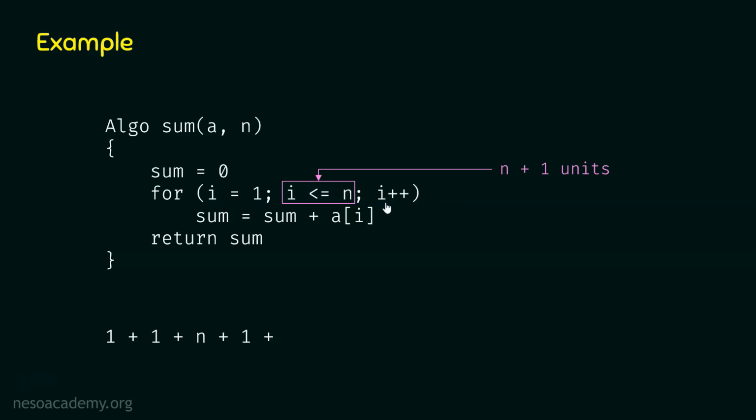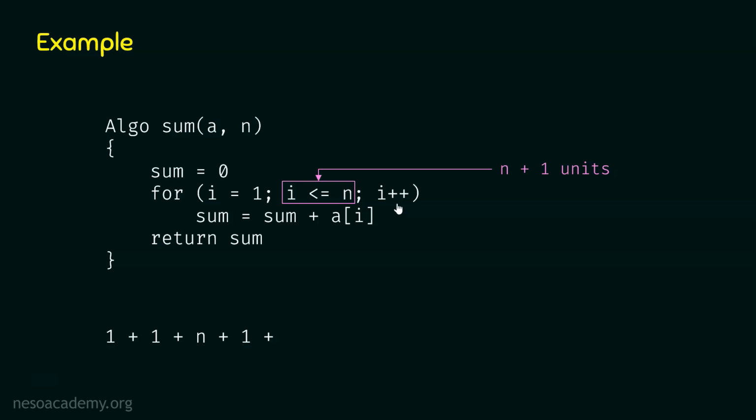Now what can we say about this instruction I++? How many times do you think this instruction will execute? Let's try to understand this now. This instruction will execute based on this condition. If this condition is satisfied, this means if this condition is true, then this instruction will execute. If this condition is false, then this instruction will not execute.